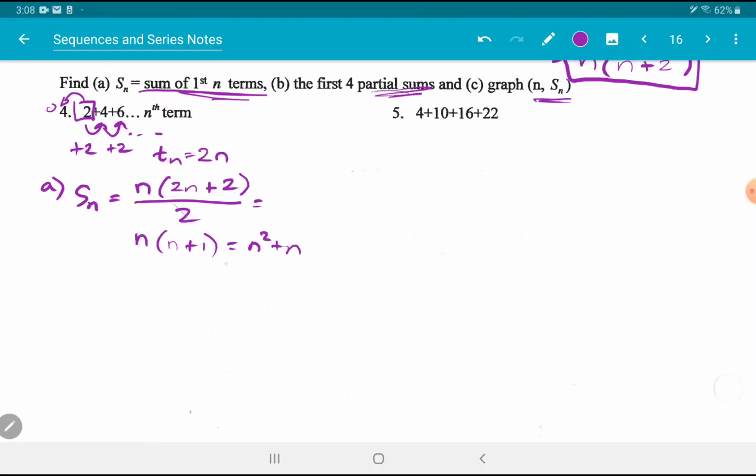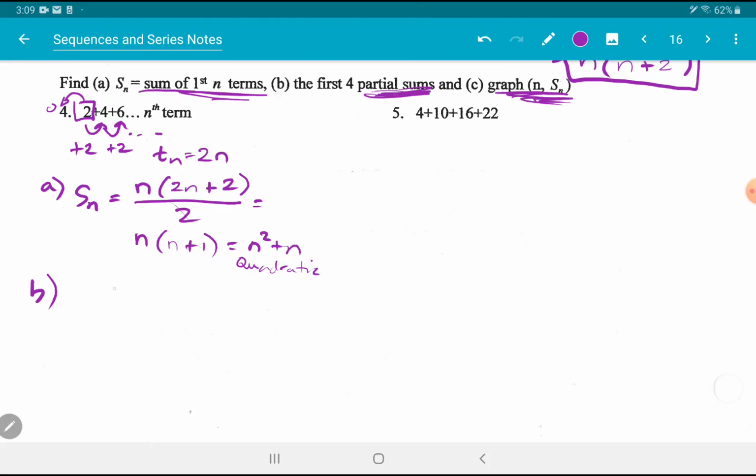Okay, now we know that this is actually going to look like a quadratic since it's an n squared. Okay, so that's going to help us in identifying what the graph will look like. All right, letter B, the first four partial sums. What it means is partial sums is, as you go from term to term, what are the actual sums?